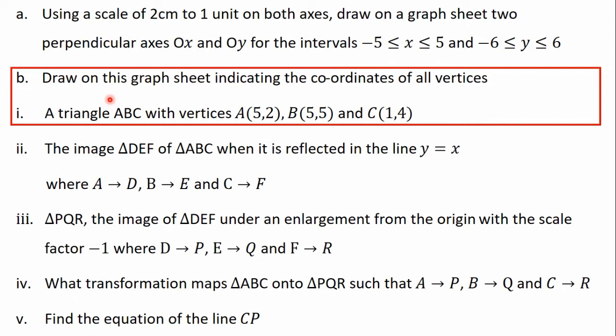It says that draw on this graph sheet indicating the coordinates of all vertices. I. A triangle ABC with vertex A that has the coordinates 5, 2, B that has the coordinates 5, 5, and C that has the coordinates 1, 4. So we are going to plot point A, point B, and point C on the graph sheet and join them to form the triangle ABC.